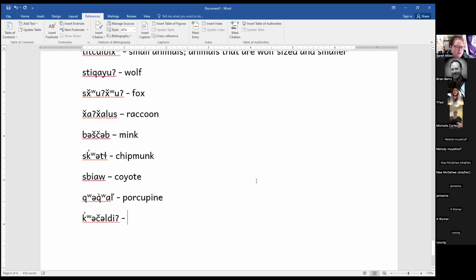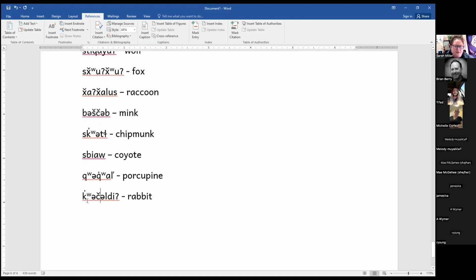Quachaldi. Quachaldi is rabbit. And we talked about this on Tuesday. Quach means wild, and then the uldi refers to the ears. So basically a rabbit is wild ears. Quachaldi.